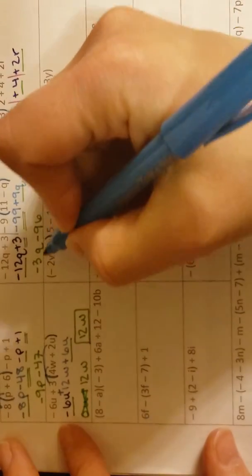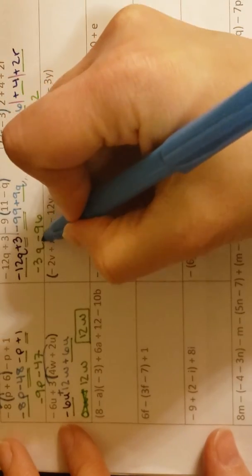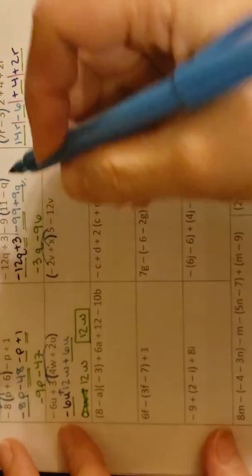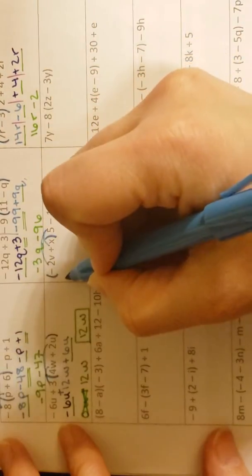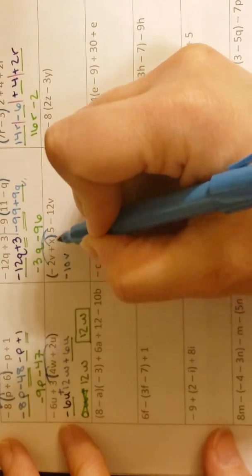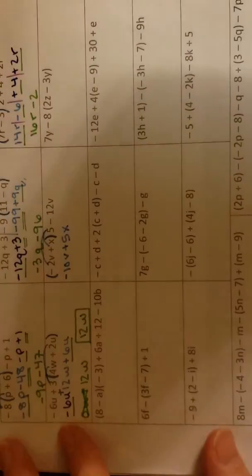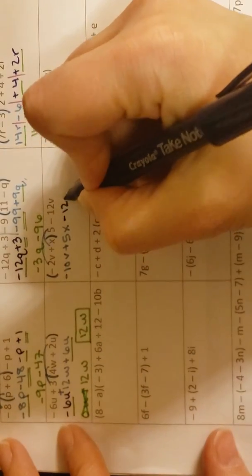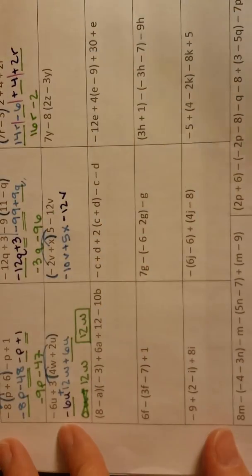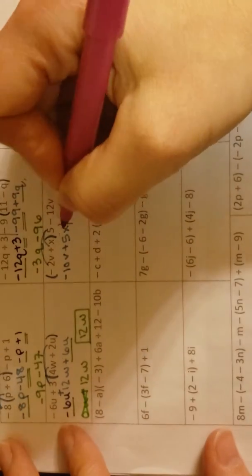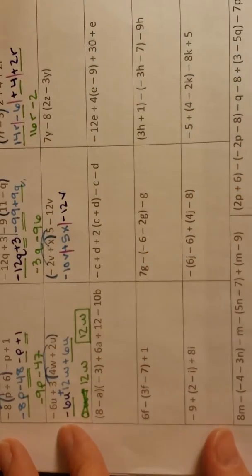Here's our distributive property moving backwards. So 5 -2's is -10V and 5 x's. Bring down the -12V. They don't have anything to do with that. All right, which comes first in the alphabet? I think it's V. V, W, X, yep.